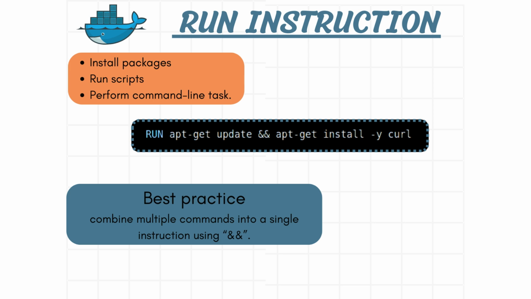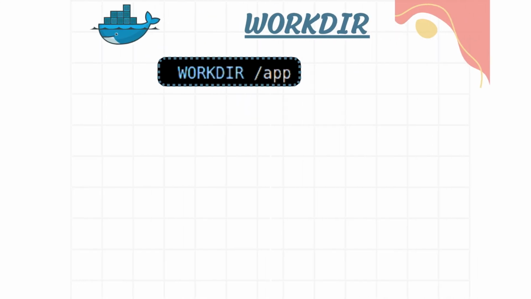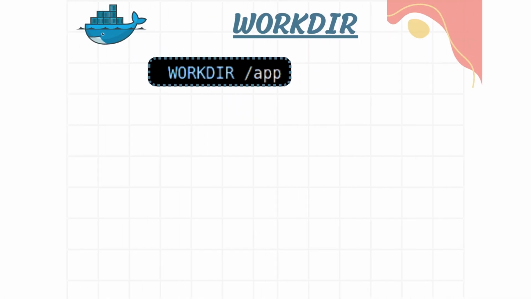When using the RUN instruction, it's important to combine multiple commands into a single instruction to reduce the number of layers and minimize the size of your final image. The RUN instruction allows you to execute commands, install dependencies, and configure your environment. By understanding how to use RUN effectively, you can create optimized and reliable Docker images that are ready to run your applications. For instance, you can use it to install dependencies for your application, compile code, or download additional resources.